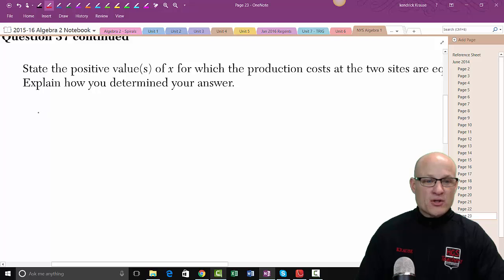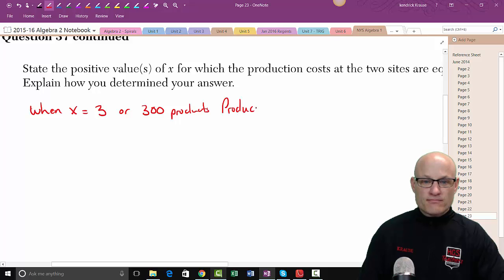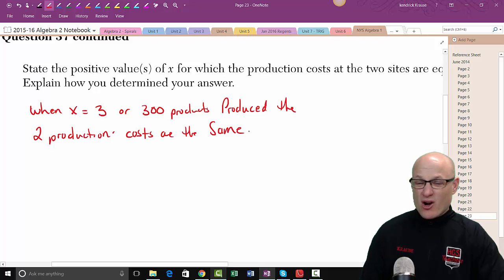So you just have to say, when x equals 3, or 300 products produced, the 2 production costs are the same.